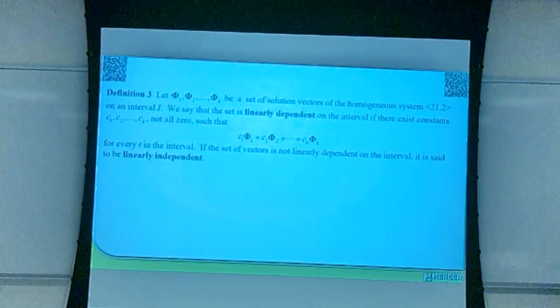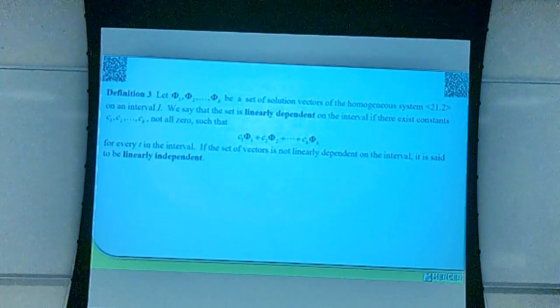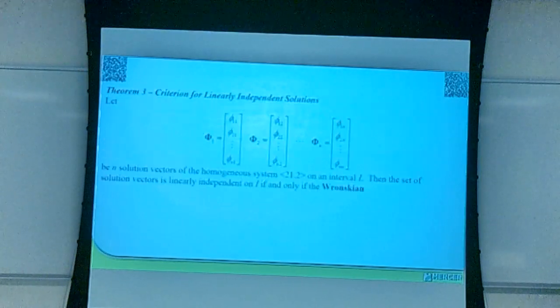This actually uses vector spaces, what it means to be linearly independent in a vector space. So you cringe a little bit. Yeah, sorry. We're using a different test in this course than you would in linear algebra.